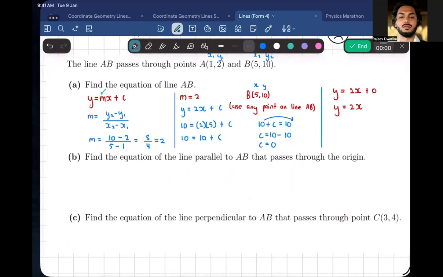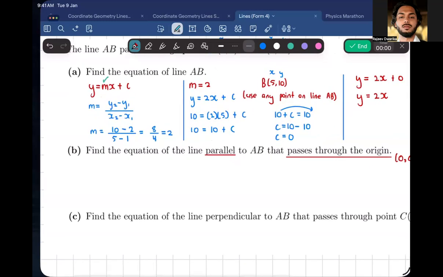Vanessa, I want you to help me with part B. All right, so Vanessa, read part B for me. Find the equation of the line parallel to AB that passes through the origin. Okay. So Vanessa, in this question, they're saying that the line is what? Parallel. Right? And they said that it is passing through the origin. What's the coordinates for the origin? 0, 0. Right.